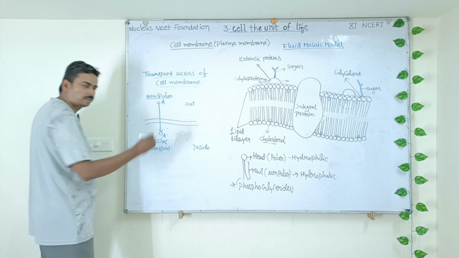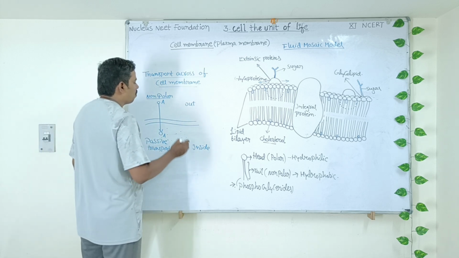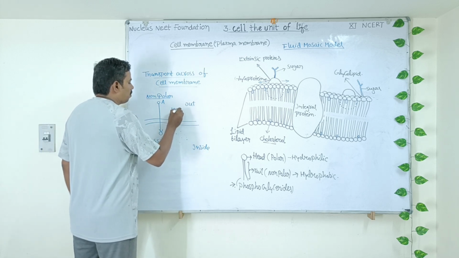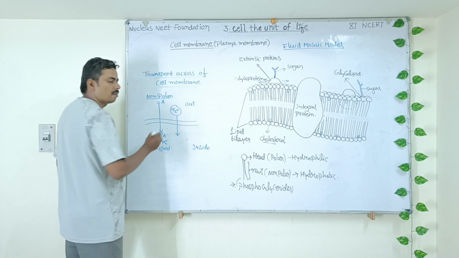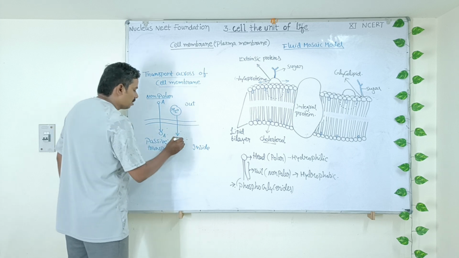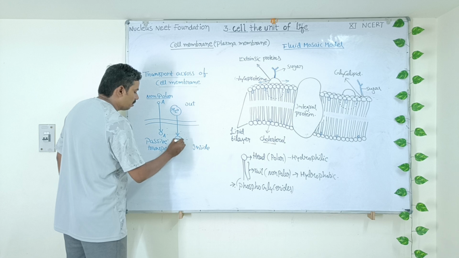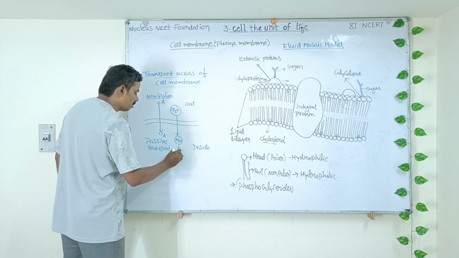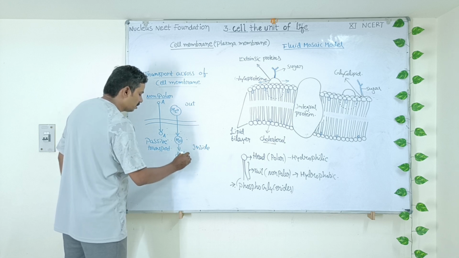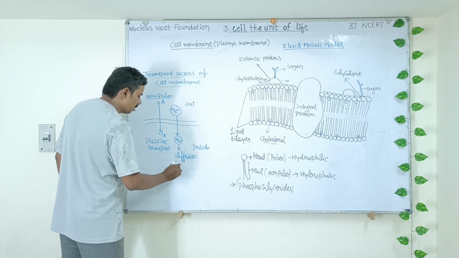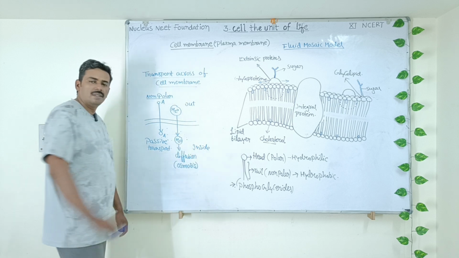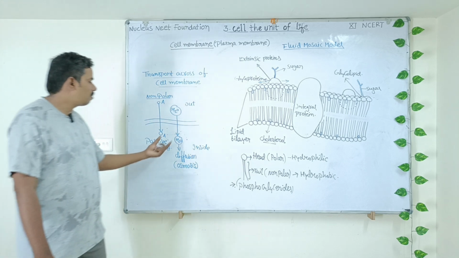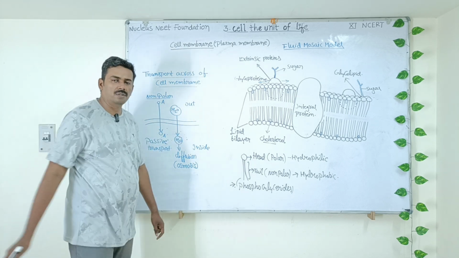When water molecules move across the plasma membrane by diffusion from one side to another, we call that diffusion process osmosis. It is called osmosis. Similarly, the water molecule can move from inside to outside also.